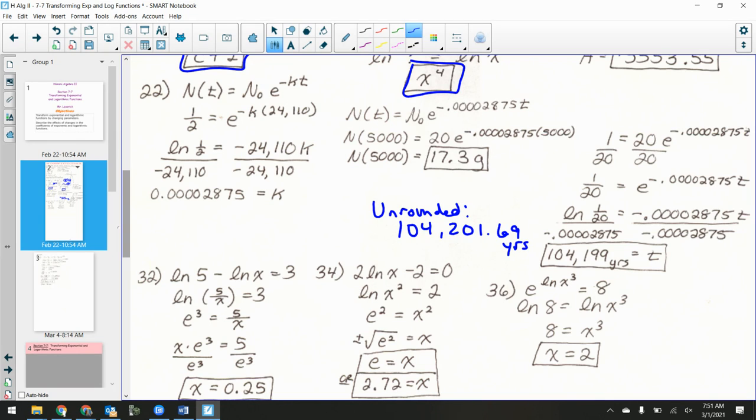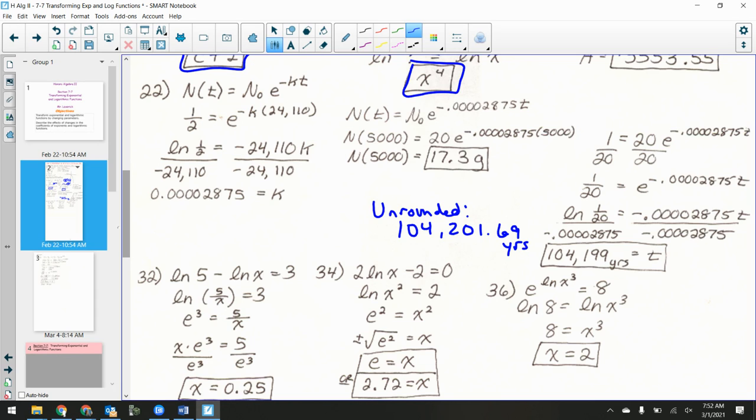Same thing here with 34. If I've got 2 ln of x minus 2 is equal to 0, well, I've just got to solve for x. So let's get the 2 over to the other side first. 2 ln of x is equal to 2. I can just divide by 2 to get ln of x is equal to 1. I forgot my x. ln of x is equal to 1. So I can say e to the first power is equal to x. Let's change it from logarithmic into exponential.